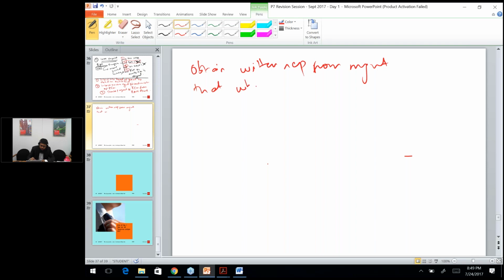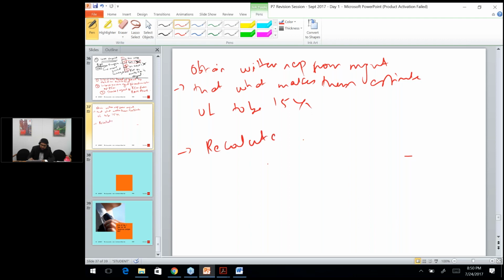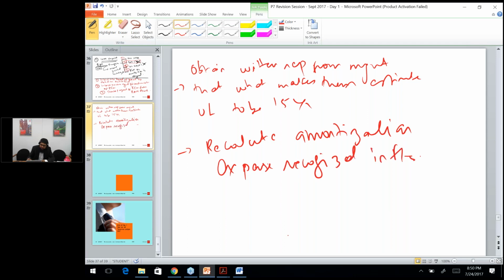that explains what makes them estimate the useful life to be 15 years. And you could also recalculate the amortization expense recognized in the financial statements.